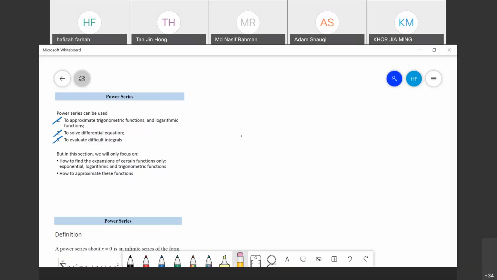We will only focus on how to find the expansion of certain functions, which are exponential, log, and trigonometric functions. And from here, we can find how to approximate these three functions. Okay, so this is our focus.